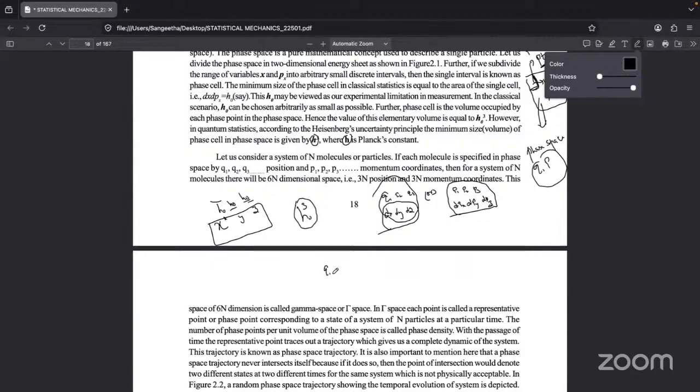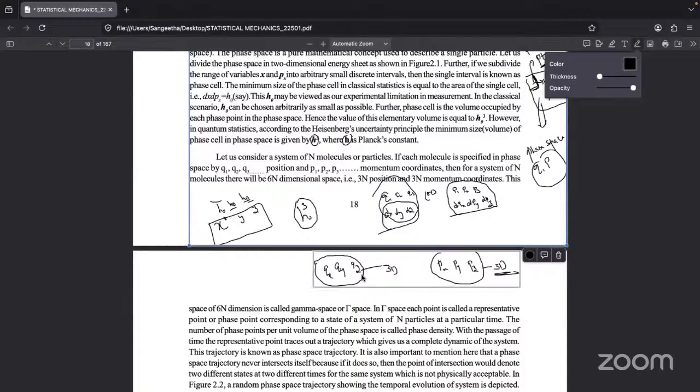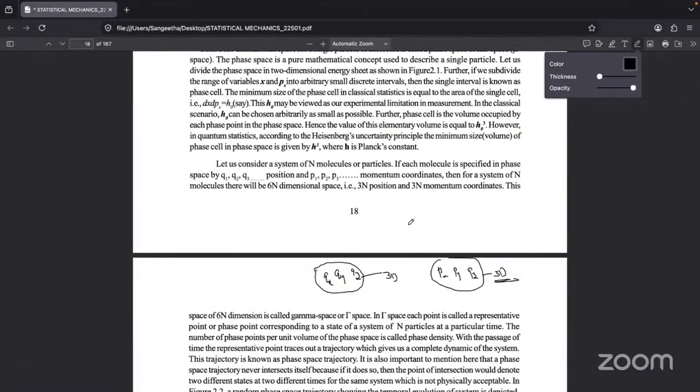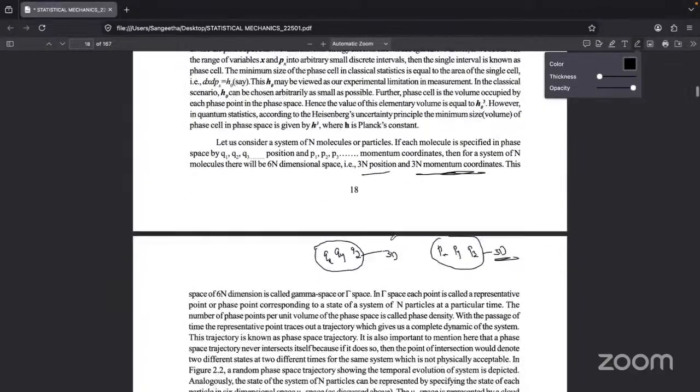Total how many position coordinates do we have? Position coordinates x, y, z or Qx, Qy, Qz, represented in 3 dimensions. In the same way, momentum Px, Py, Pz is also represented in 3 dimensions. So in total it is 6-dimensional space. 3n coordinates are for position and 3n coordinates are for momentum, so the total is a 6-dimensional phase space.